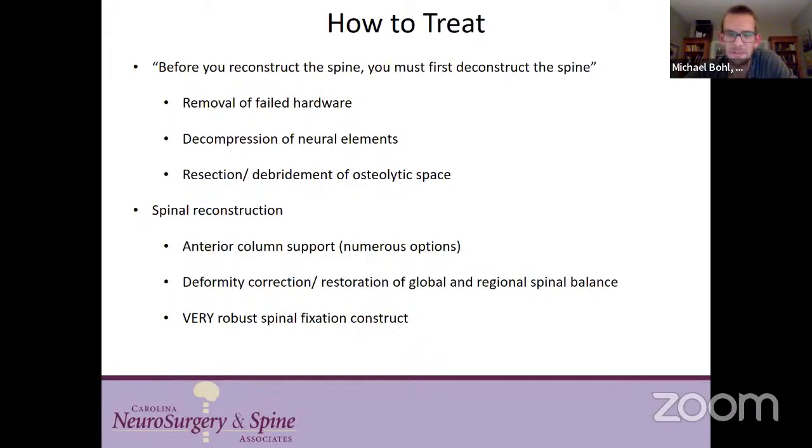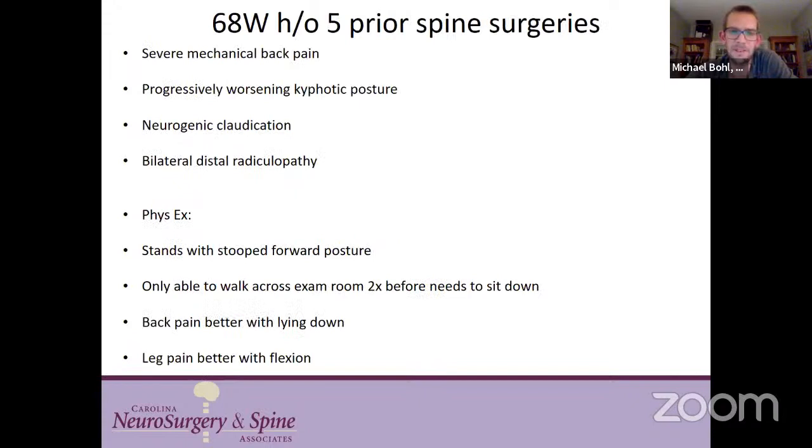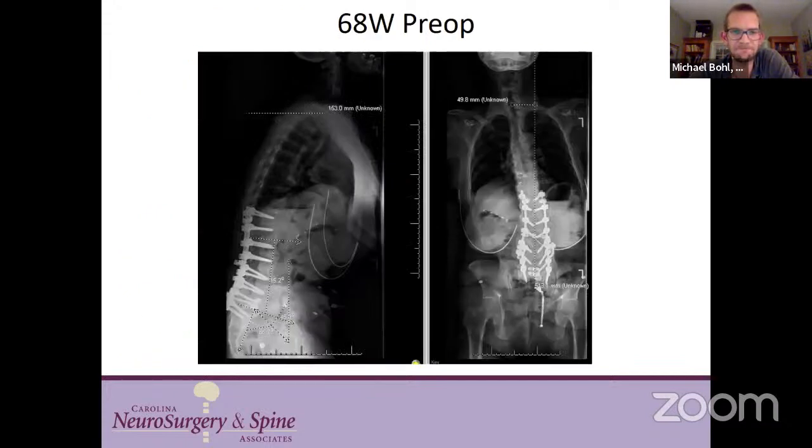Especially at the lumbosacral junction, there's tremendous biomechanical forces at play. I do think that plays a part in this pathology that we see down here, and you need to provide them with something very robust. The patient I'll present is a 68-year-old woman. She had 5 prior spine surgeries and presented with severe mechanical back pain, much better lying down, could barely tolerate standing up. When she stood up, she fell forward. Claudication, radiculopathy, all the same symptoms we typically see and would expect from this pathology.